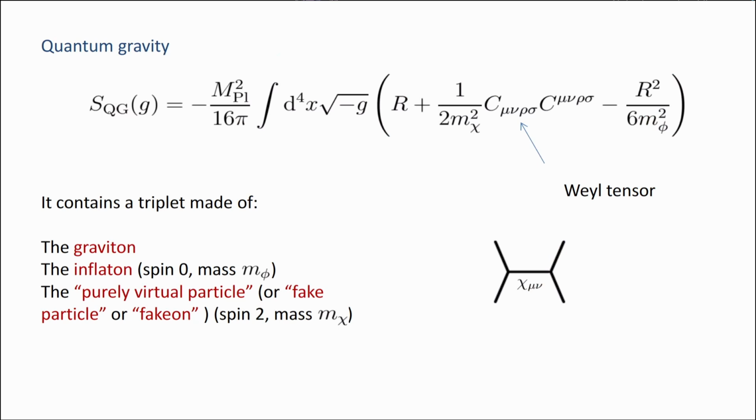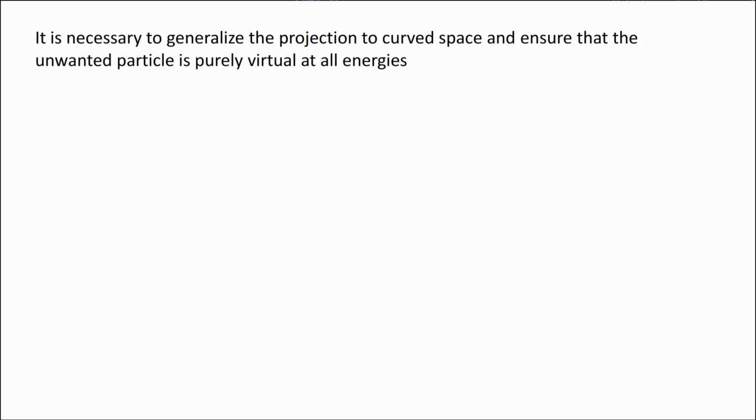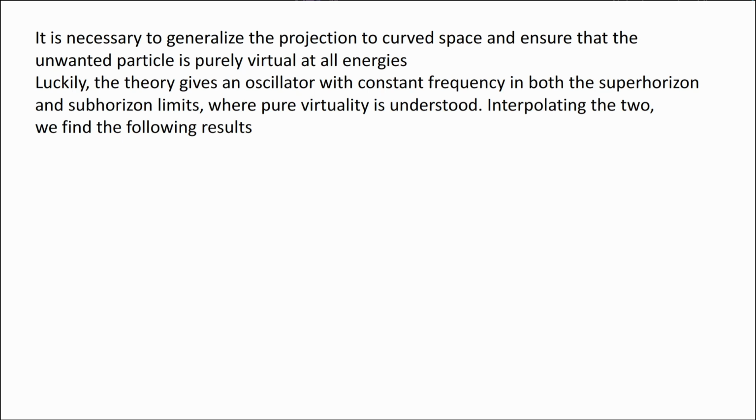What is the theory leading to this prediction? It is higher derivative gravity, which is the Einstein term plus the Starobinsky term, plus a term with Weyl squared that is necessary for renormalizability, but normally destroys unitarity. Now you can have unitarity in the projected subspace if you make the corresponding particle purely virtual. Now, to deal with cosmology it is necessary to generalize the projection I've told you about to curved space. How can we do that? Well, luckily we can do it because if you are familiar with cosmology, at extreme sub-horizon scales and at extreme super-horizon scales, it becomes a free theory with an oscillator with constant frequency, and that's where we can use the projection as we have done so far.